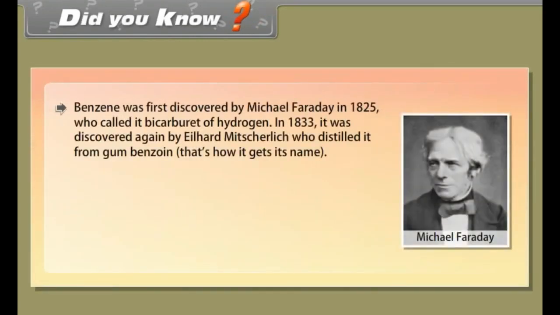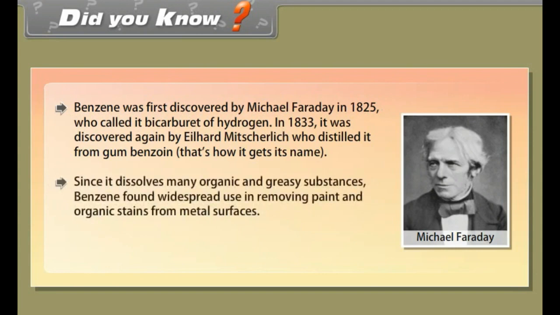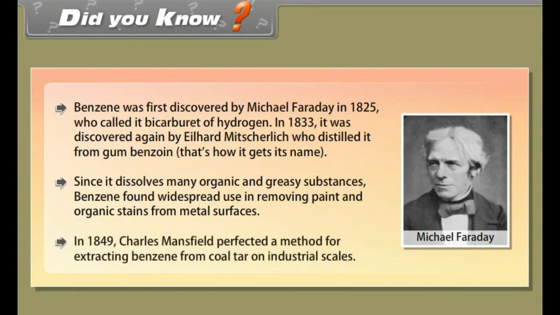Did you know? Benzene was first discovered by Michael Faraday in 1825, who called it bicarburet of hydrogen. In 1833, it was discovered again by Eilhard Mitscherlich, who distilled it from gum benzoin. That's how it gets its name. Since it dissolves many organic and greasy substances, benzene found widespread use in removing paint and organic stains from metal surfaces. In 1849, Charles Mansfield perfected a method for extracting benzene from coal tar on an industrial scale.